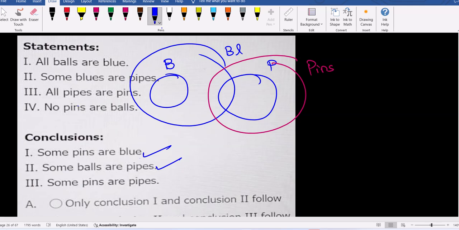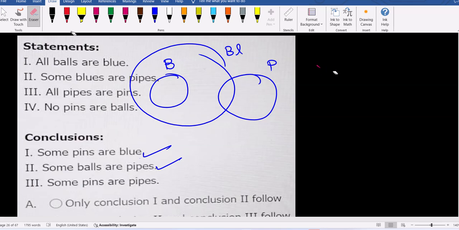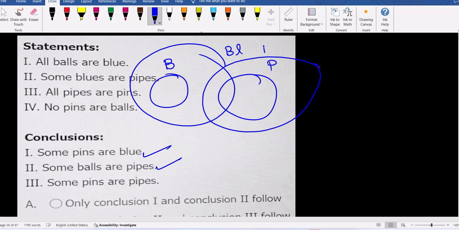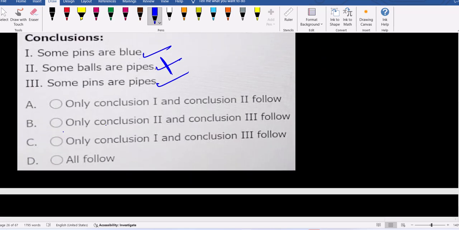Next is, no pins are balls. Okay, no pins are balls. Balls is B only written. It's suitable only. Now some pins are pipes. Yes, third one. All pipes are pins, so some pins are pipes will be definitely true. Some balls are pipes. Wait. Balls and pipes are not connected anyhow. That's wrong. So second one is wrong. This is ball, that's what blue, I have to write it. Otherwise, it's easy, done. Fine. So balls and pipes are not connected. Second one eliminated. Without the second one, only one option: 1 and 3 follow.